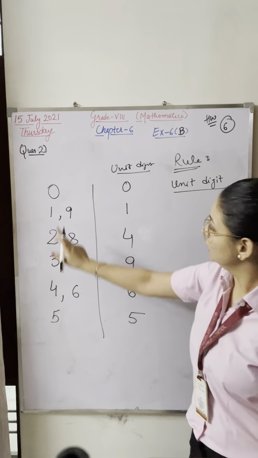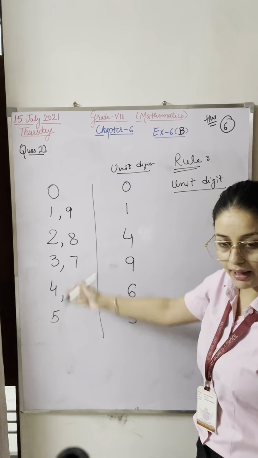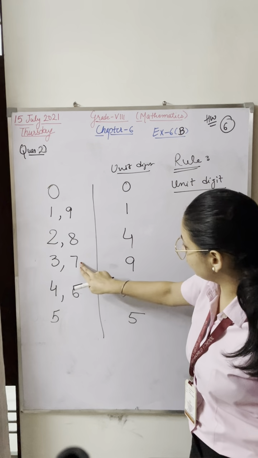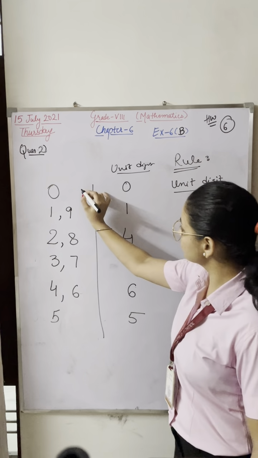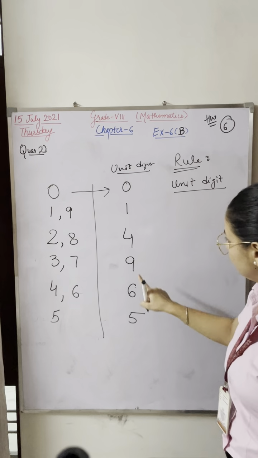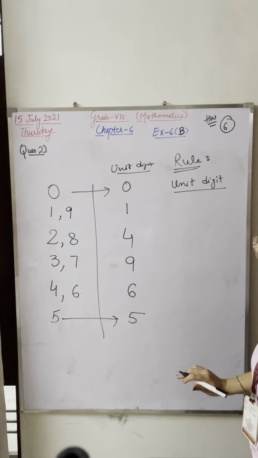Okay, write in this way: 0, 1, 2, 3, 4, 5, and then start the back. Back counting, from here: 6, 7, 8, 9. Put the commas. If the last digit is 0, the answer will be 0. If the last digit is 5, the answer will be 5.